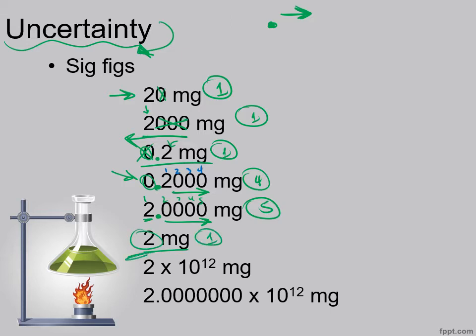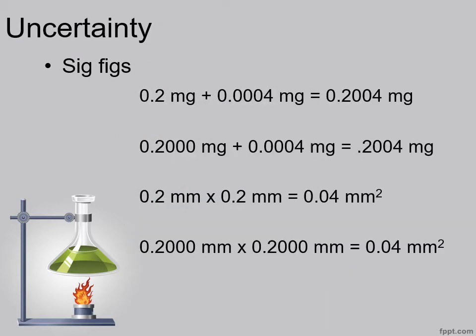When I'm looking at scientific notation, all of the digits in the coefficient are going to be significant. Here I only have one digit in the coefficient, so I have one sig fig. Here we have, oh my goodness, 1, 2, 3, 4, 5, 6, 7, 8 digits in that coefficient of scientific notation. I have 8 sig figs.